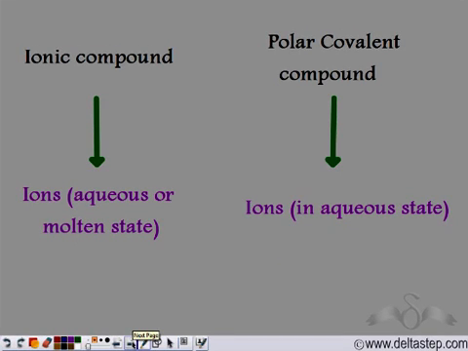So we have seen that the ionic compounds give ions in the aqueous state or in the molten state. But the polar covalent compounds give ions only in the aqueous state. We know ions are required for the conduction of electricity. So only the ionic compounds and the polar covalent compounds, not the non-polar covalent compounds, conduct electricity.